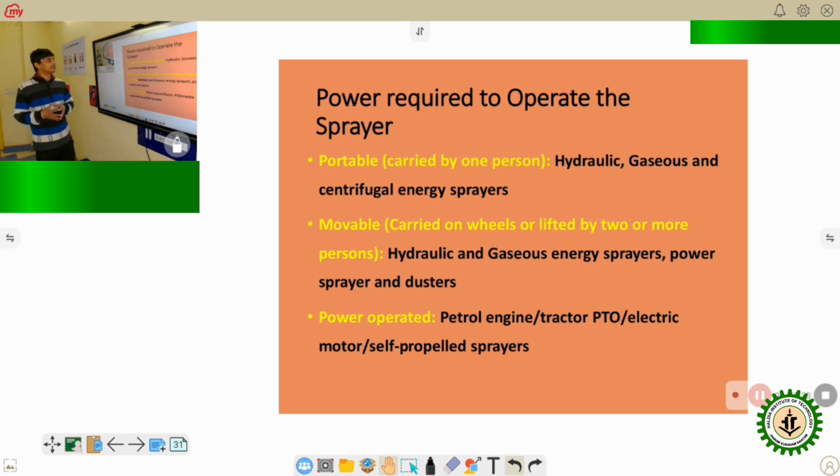The power required to operate the sprayer: for portable purposes, hydraulic, gaseous, and centrifugal energy sprayers we can use. For movable ones, hydraulic and gaseous energy sprayers, power sprayers and dusters we can use, and power operated ones, petrol or tractor engine, electric motor, or self-propelled sprayers we can effectively use.